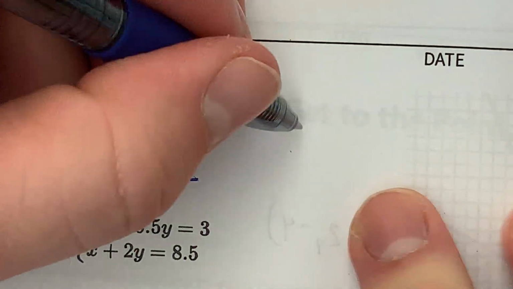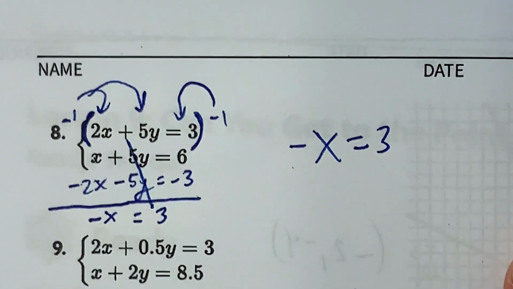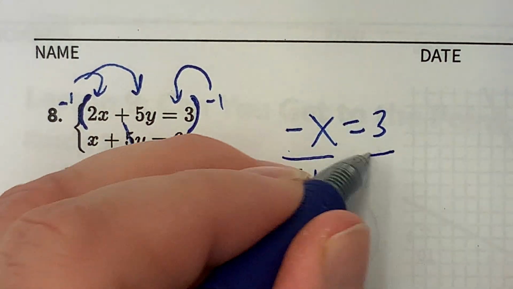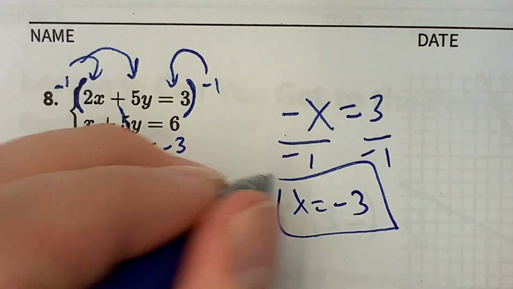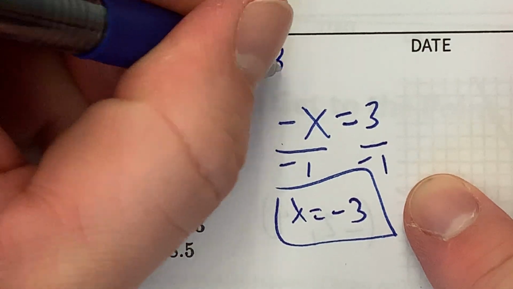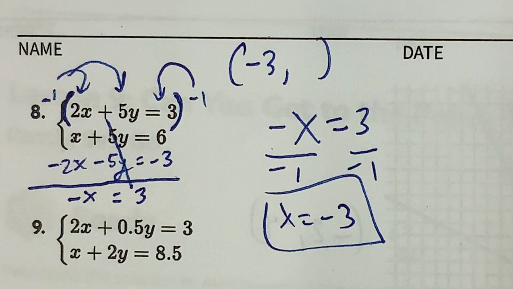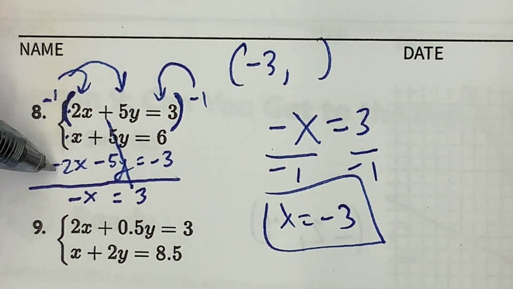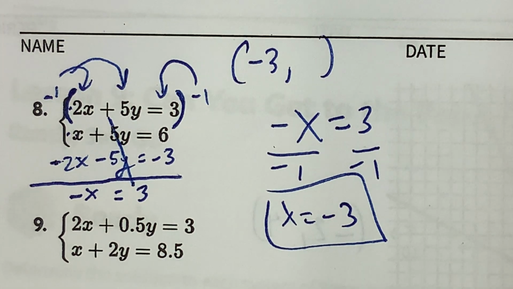So I'm going to rewrite this over here. -x equals 3, just so I have some room. And I divide by a -1 on both sides. x equals -3. I have half my answer. And now you get to pick. Do I want to plug it in the top, middle, or bottom? I will plug it into the top.